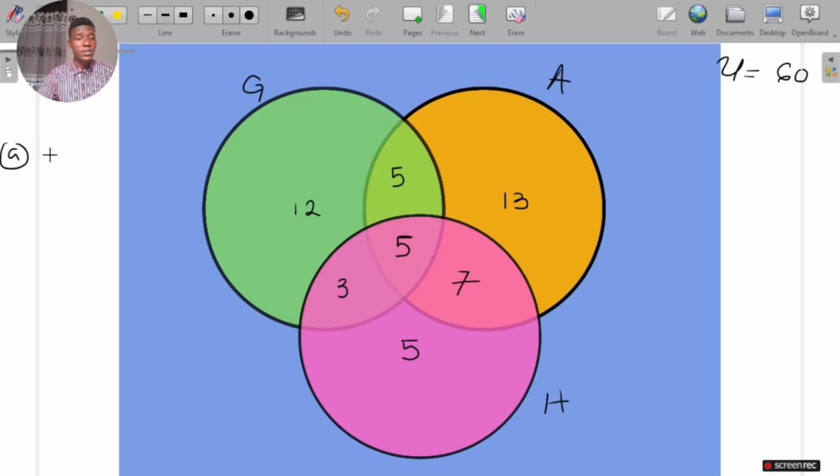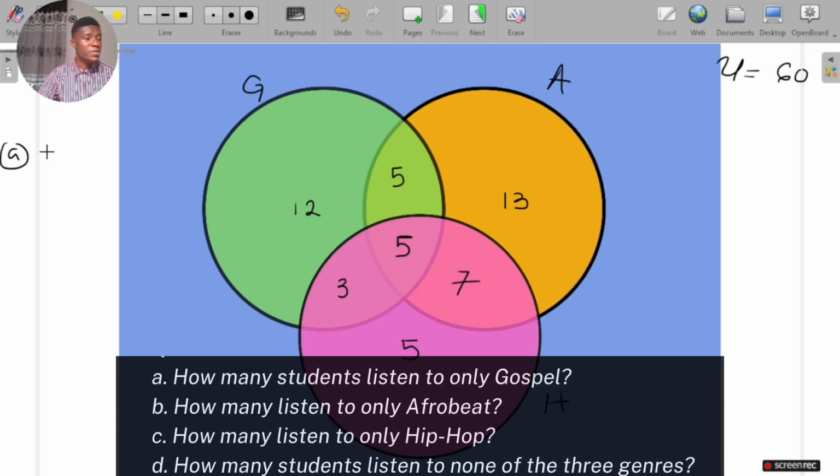The first one, which is A, how many students listen to gospel only? Now we have 12 who listen to gospel only. B, how many students listen to Afrobeat only? That is, only Afrobeat is 13. And C, only hip hop is 5. Then D, how do you get D? This is what you do.